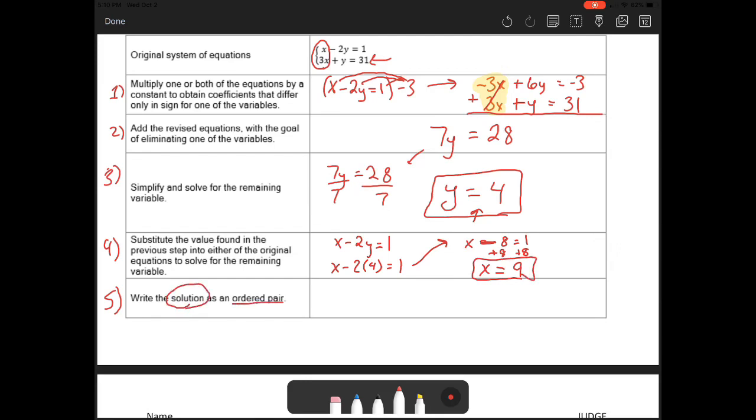And my last and final step is always to write my solution as an ordered pair, which, remember, our ordered pair is (x, y), so that means I'm going to have (9, 4) as my solution for this system of equations.